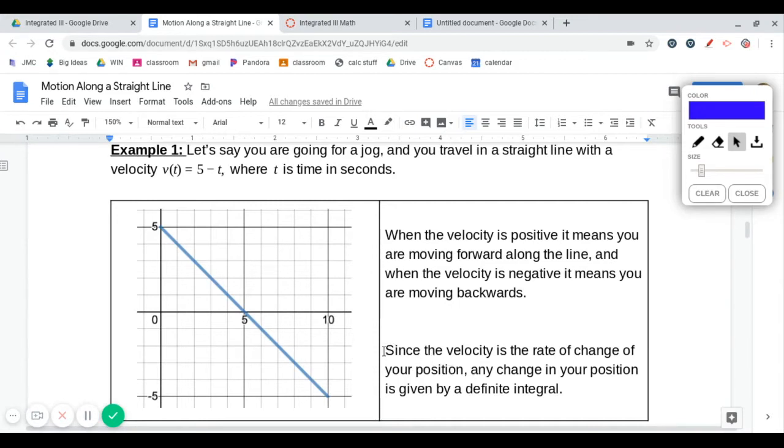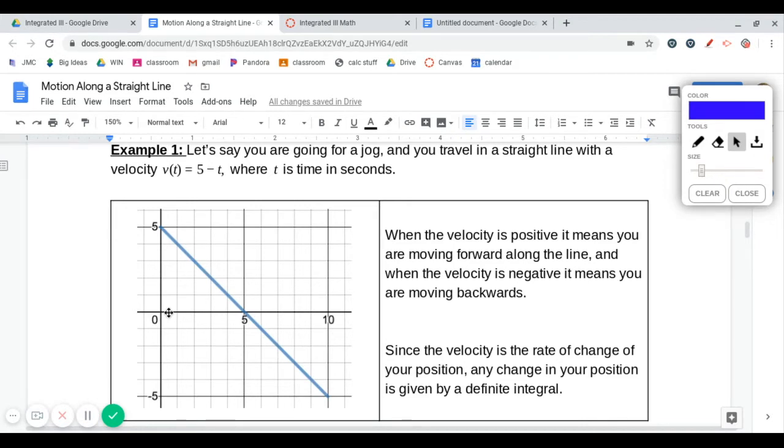And here's this other factor. Since the velocity is the rate of change of our position, any change in position is given by a definite integral. So if we want to know our change in position, which is displacement, we would just find the integral from wherever we're looking for. Yeah, that's the gist here.